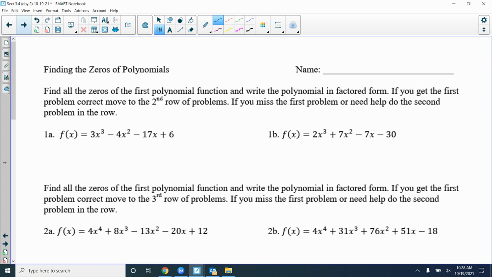If you read the directions there, it says find all the zeros of the first polynomial function and write the polynomial in factored form. So do both. If you get the first problem correct, move to the second row of problems. If you miss it or you need help, you get stuck, then you have to do the second one. Same thing with the second row, find all the zeros, write it in factored form. You get it right, you move to the third one. Ideally, I hope you get down to 4 or 5. I don't know if you'll get all the way further than that. I'll tell you at the end of the period where you need to go.